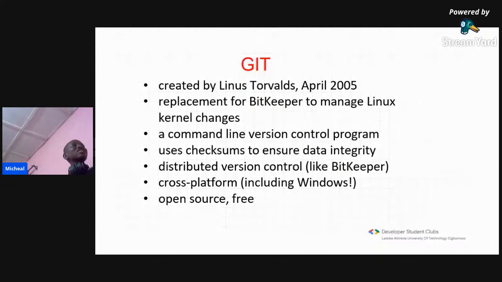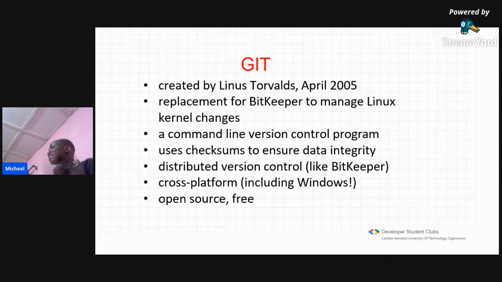So maybe Linus Torvalds thought, why make this productive tool closed source? So he wrote and developed his own mechanism for it, and since then it has been used. It's not only Git that exists as a version control system, but to be clear with us, Git has really grown tremendously. People have been using it tremendously. So it was created by Linus Torvalds in April 2005. It was a replacement for Bitkeeper to manage Linux kernel changes.